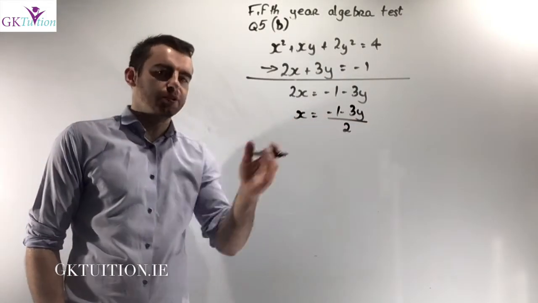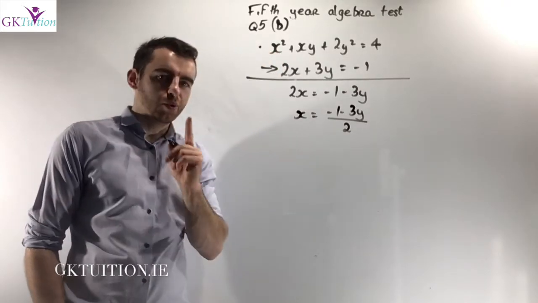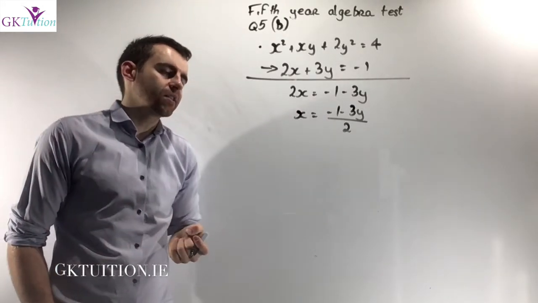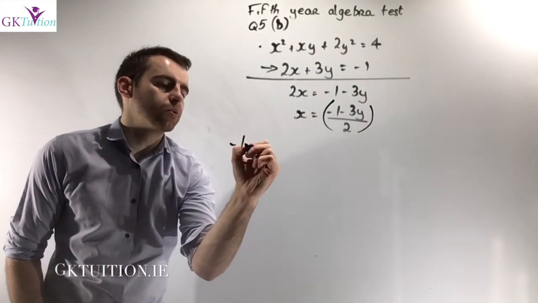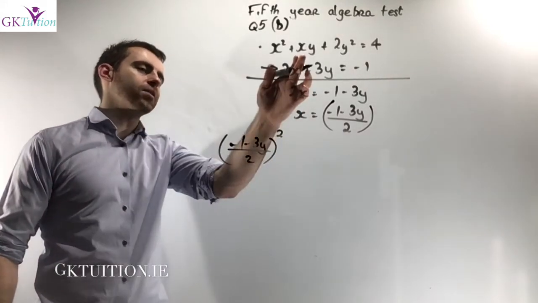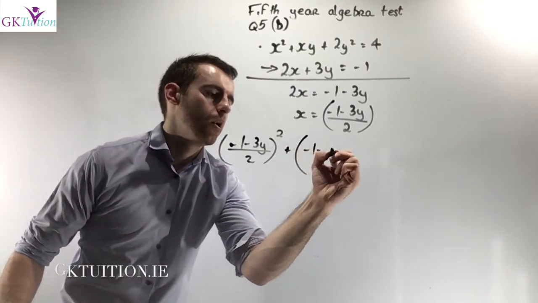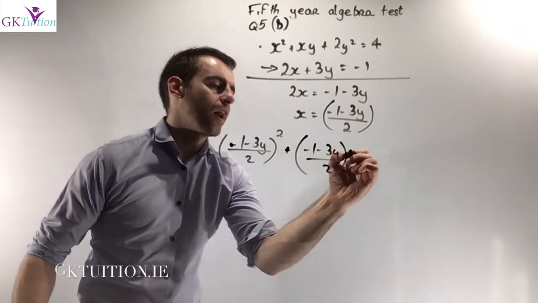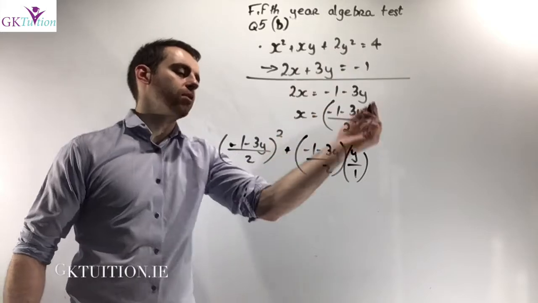Now that I know x in terms of y, I can use substitution to rewrite the first line with only one variable in it. The first term was x squared. But instead of an x, I can put in this. So instead of x squared, it's going to be ((minus 1 minus 3y) over 2) all squared. And the next term was plus x by y. But instead of plus x, I'm going to put in plus (minus 1 minus 3y) over 2, and it's going to be multiplied by y. Since that's a fraction, I'm going to write the y as a fraction as well, as y over 1. The last term is a 2y squared.